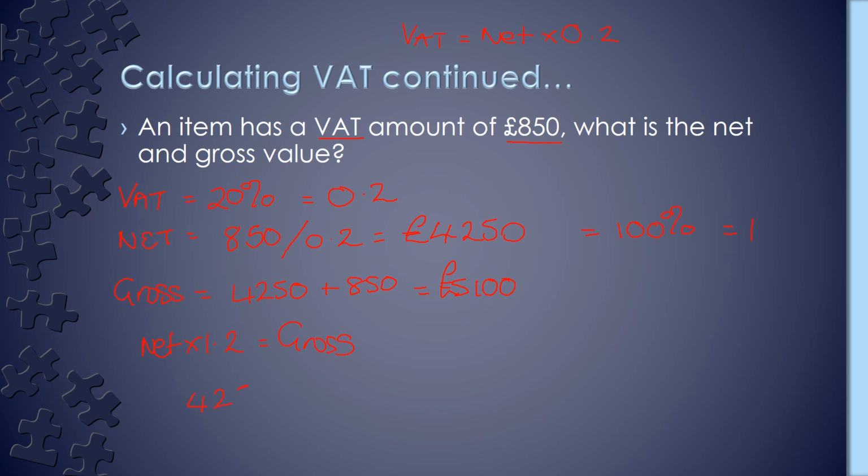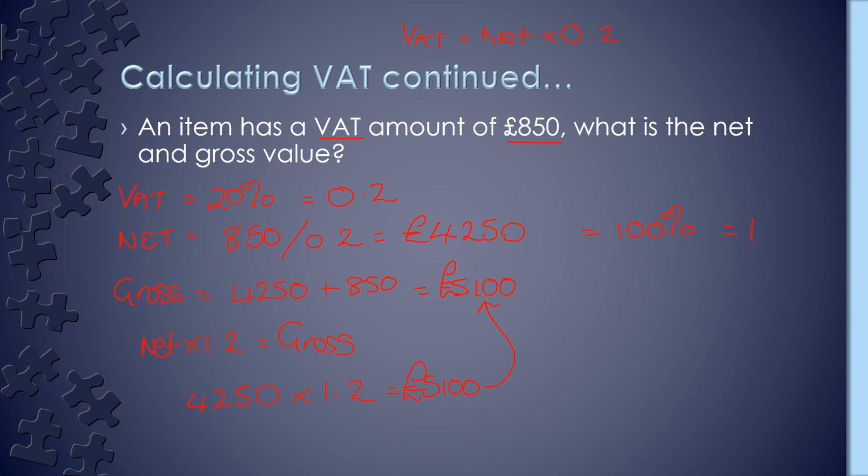So 4,250 times 1.2, let's do it together, 4,250 times 1.2 equals £5,100, which is equal to what we worked out there. So if you've got your VAT, instantly you can work out your net amount as long as you know what the VAT rate is. So it's all about moving your formulae around, okay?